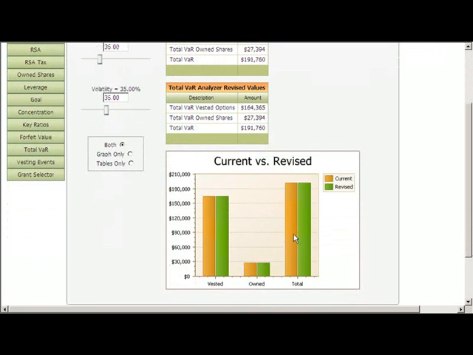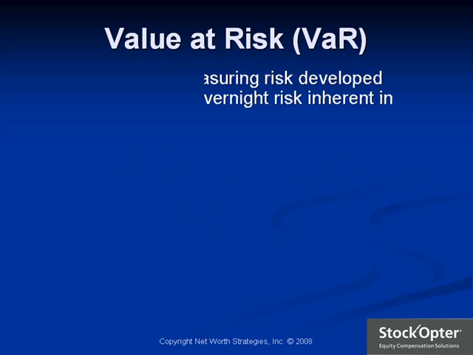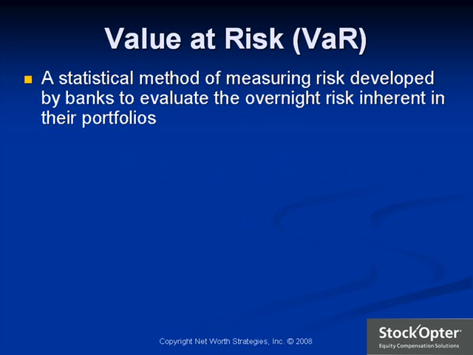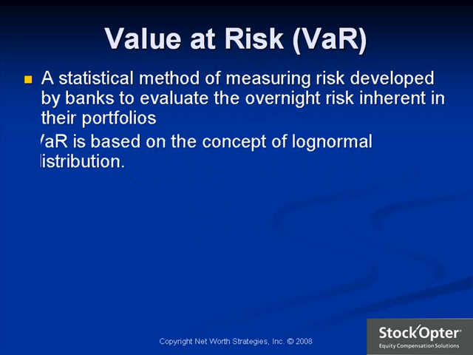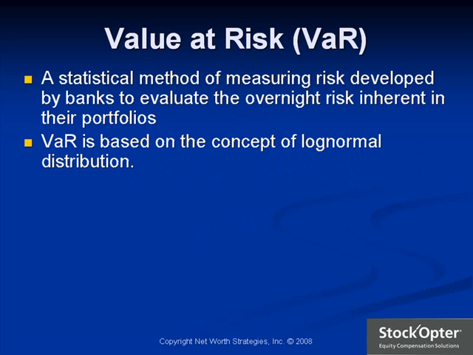Let's begin by reviewing the concepts on which the VaR Dashboard is based. Value at risk is a statistical method of measuring risk. It was developed by banks to evaluate the overnight risk inherent in their portfolios. Value at risk is based on the concept of log normal distribution, which we will cover in the following slides.